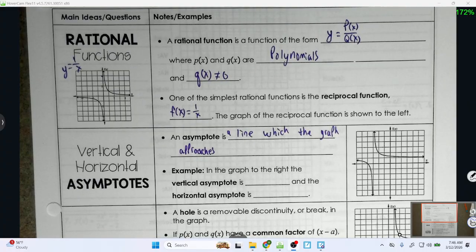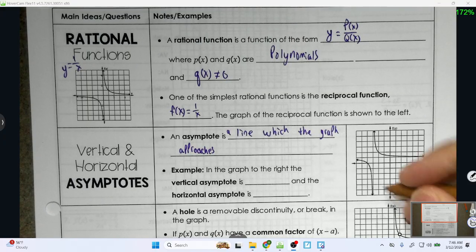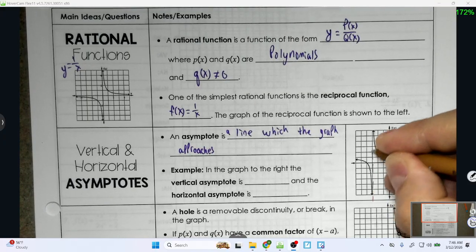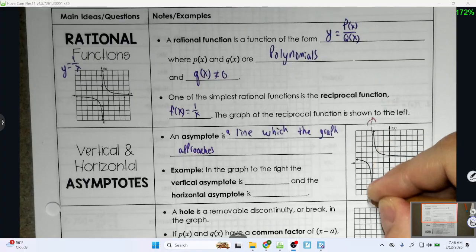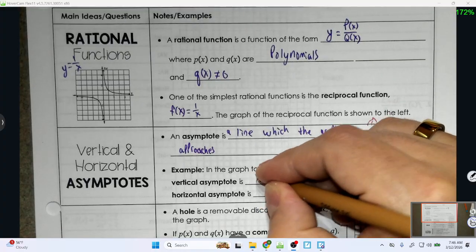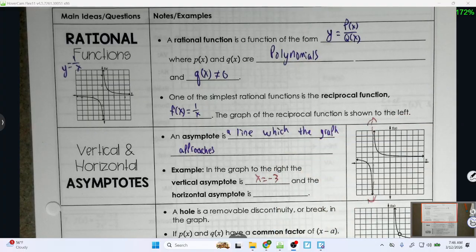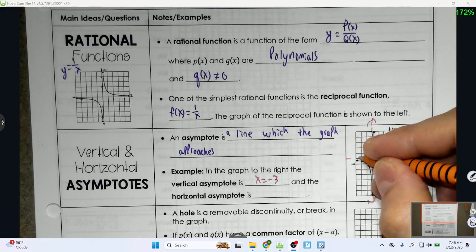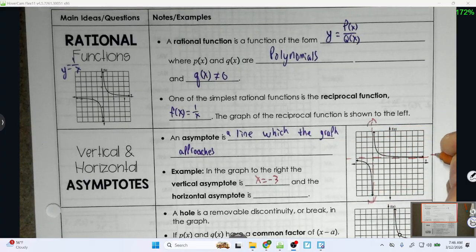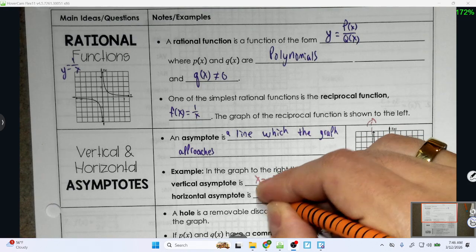In the graph to the right, there's a vertical asymptote and a horizontal asymptote. The vertical asymptote is right here. I'm drawing that in red. So it's x equals -3. And the horizontal asymptote, I'll draw that in orange. That's right here, and that's y equals 1.